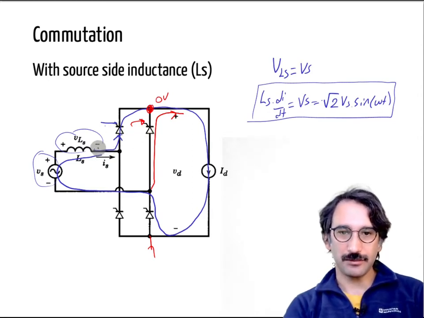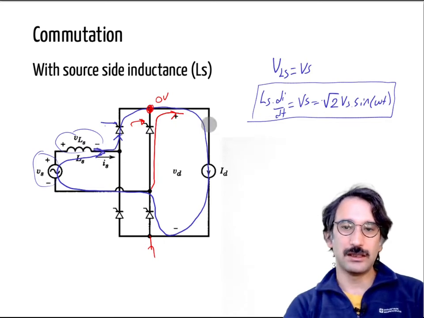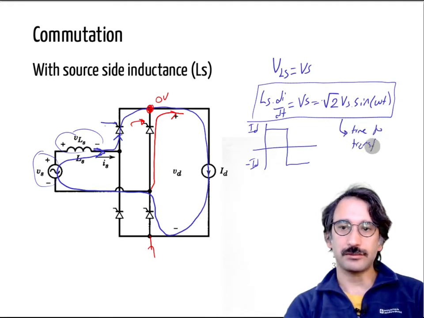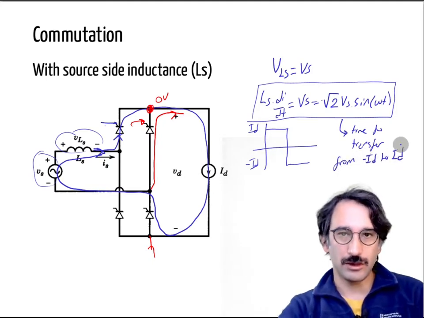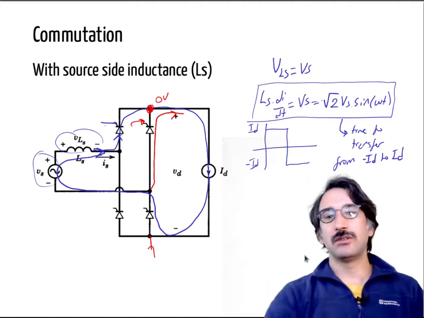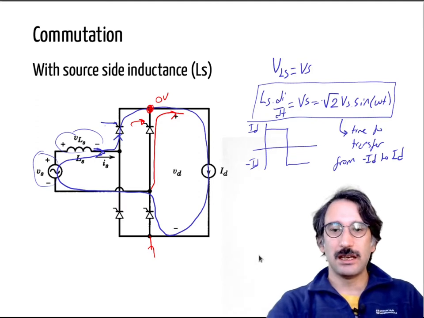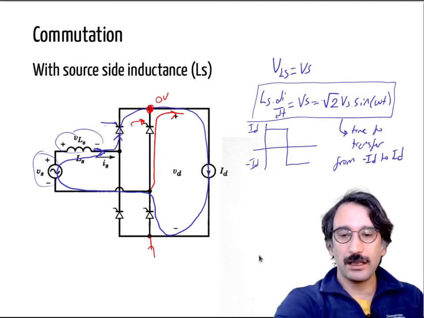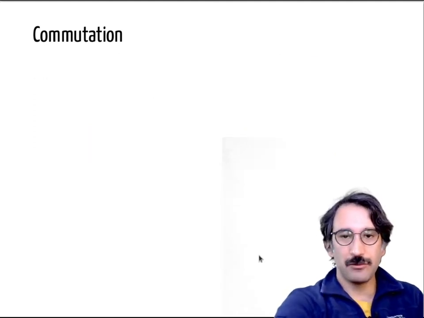Initially, if you look from the grid side, if it were a square waveform it would be transferred either from ID to minus ID or from minus ID to ID. So I want to calculate the time to transfer from minus ID to ID or vice versa. Okay, so that was the main idea. It is the same logic and the same derivations as we did in the diode rectifiers, but of course, depending on the firing angle, we have a different commutation time.